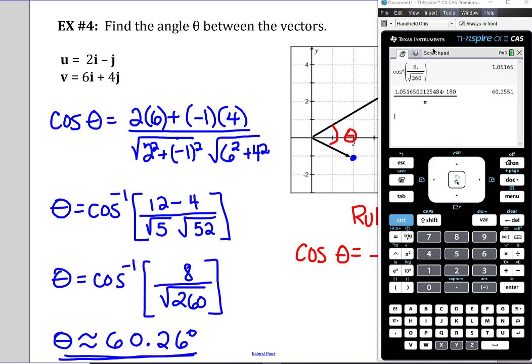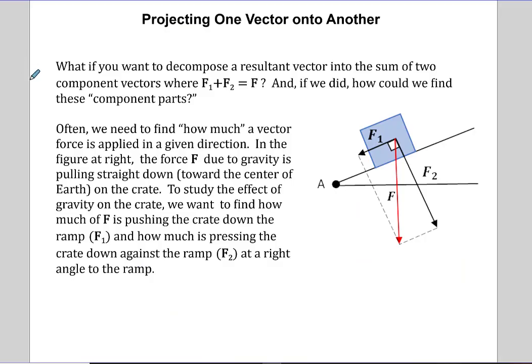So that's pretty simple for that way. Now, before we look at example 5, we saw the refrigerator problem in the last lesson. This is similar to that. Finding those components. So if you want to decompose a resultant, so that force F is our resultant. It came from adding force 1 and force 2 together. And if we did that, how could we find those component parts?